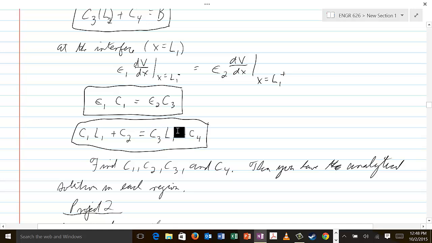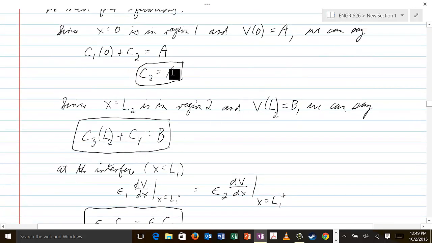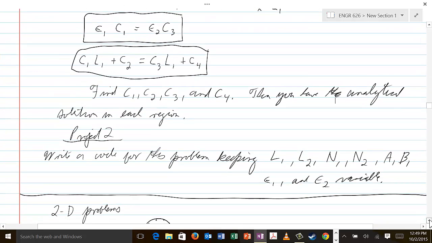So you have this one equation, and then two equations, and three equations, four equations, and the four unknowns c1, c2, c3, and c4, and so you can solve for those. That of course would then give you the analytical solution.